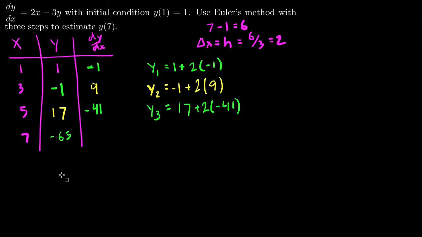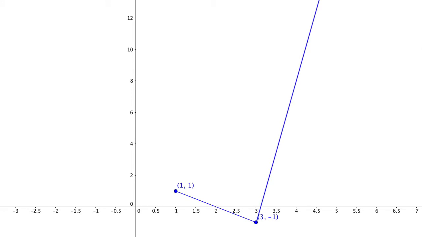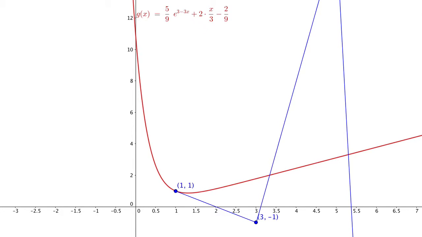And so, I'll show that on the graph. And now, from way up here, I take a step right 2 units with that other slope. I dive way down here and get to 7, negative 65. And looking at this graph, it doesn't look right at all. So here's what happened. You can see clearly we have the tangent line.